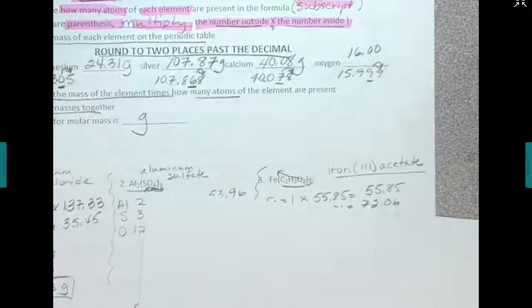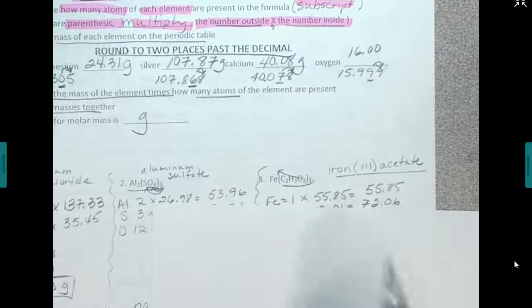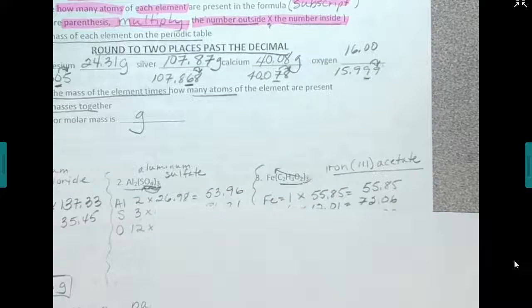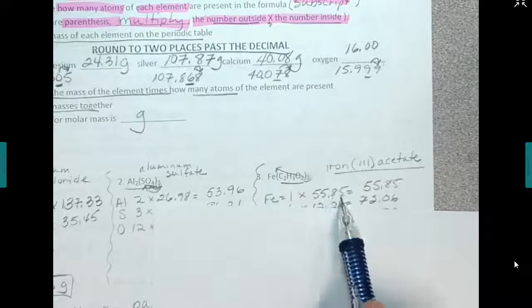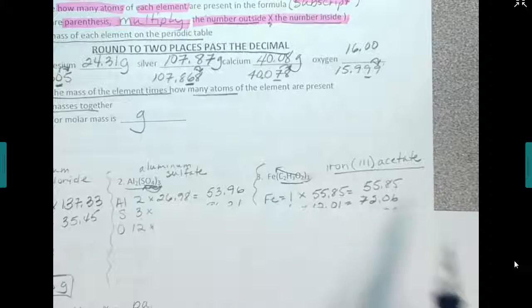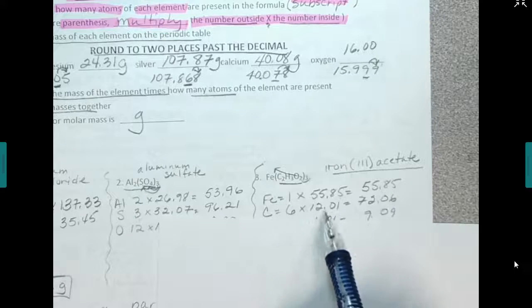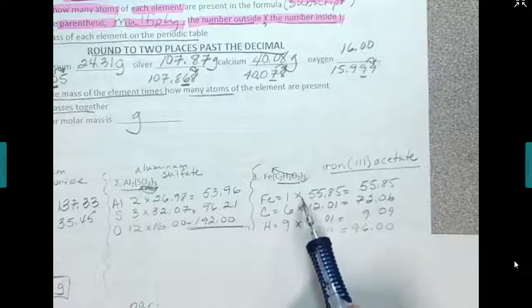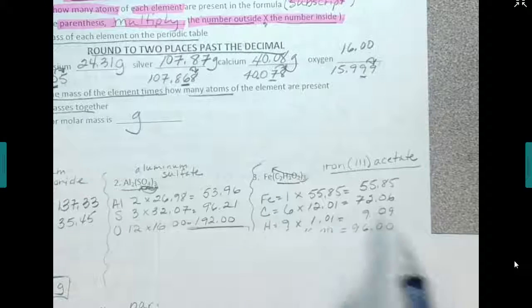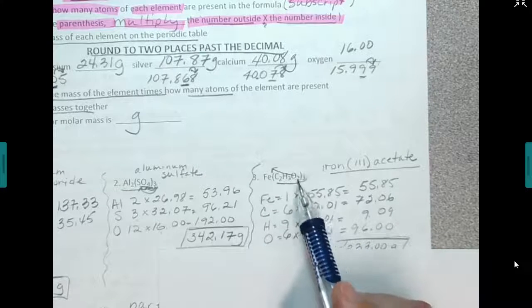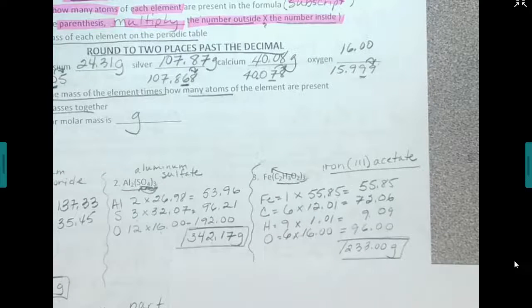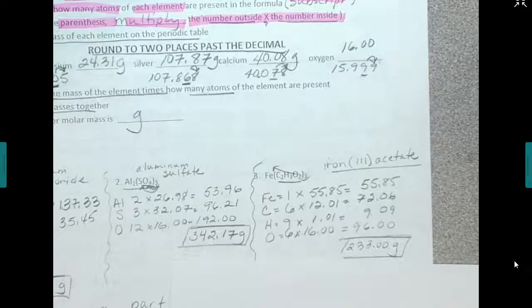Now, iron 3 acetate. Remember, we're going to unswap and drop on this one. So iron is 1 times 55.85 because there's 1 of them. Carbon, there's 3 times 2 is 6, and it's 12.01. Hydrogen, there's 9 times 1.01, and oxygen, there are 6. Add them all up together, and we get 233.0.